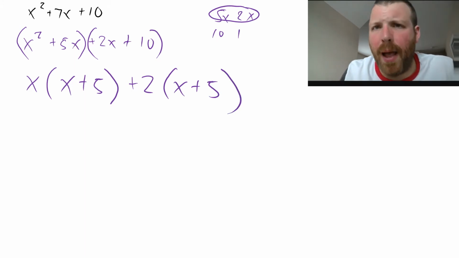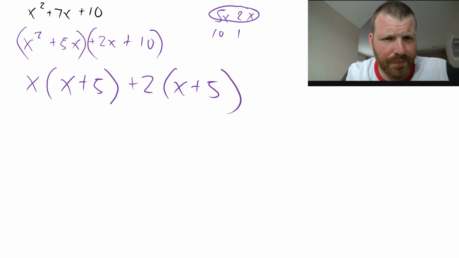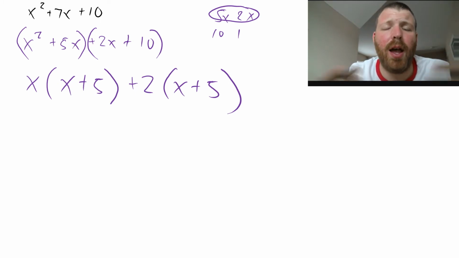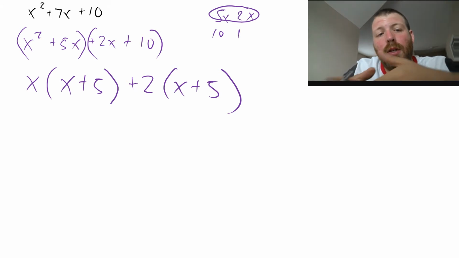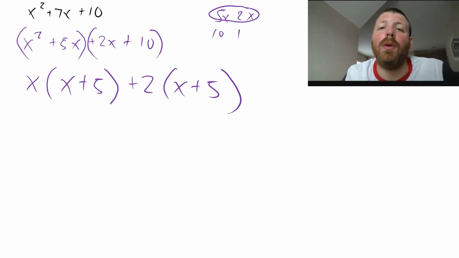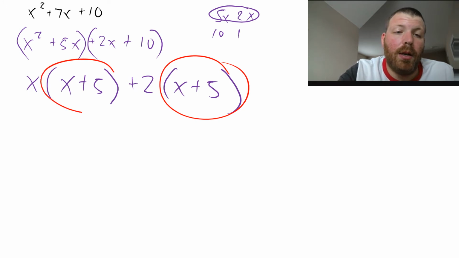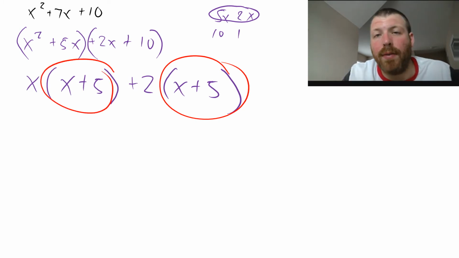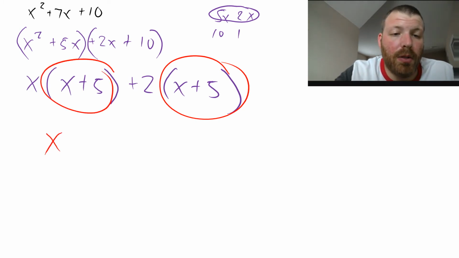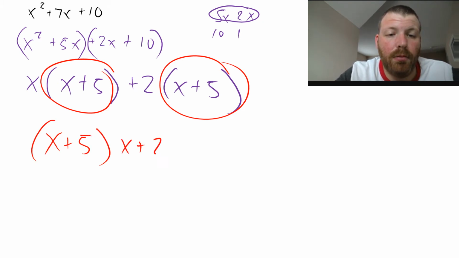If you remember back from when we were looking at grouping, you're trying to take the GCF out of both of these items. We're taking the GCF of the first set of parentheses, and the GCF out of the second set of parentheses, which is the greatest common factor. Your goal is always to get the same thing. And once you get the same thing, then you can factor out that like term, which is x plus 5, and then just bring down what's left, x plus 2.